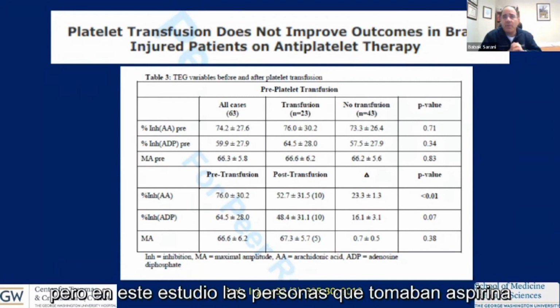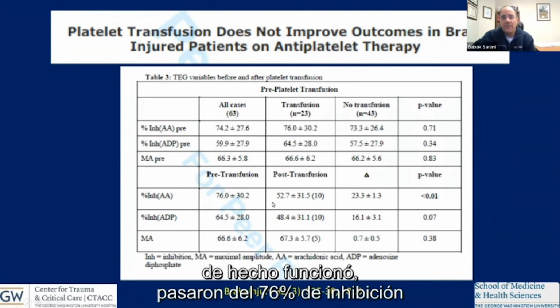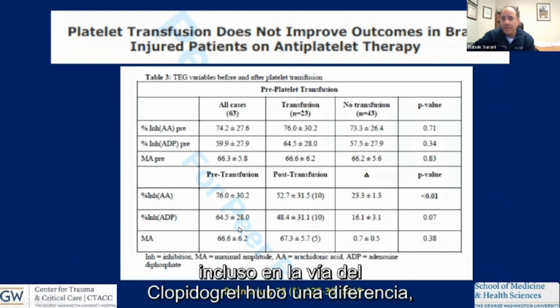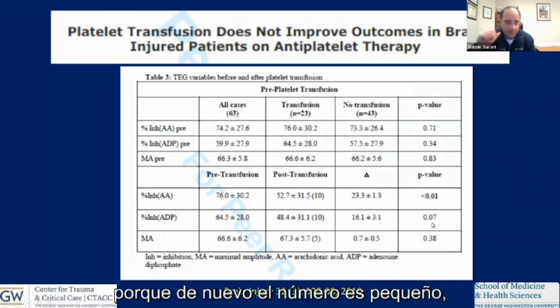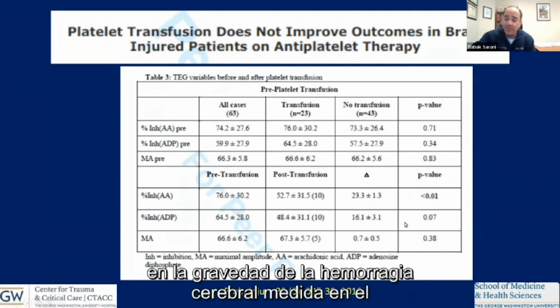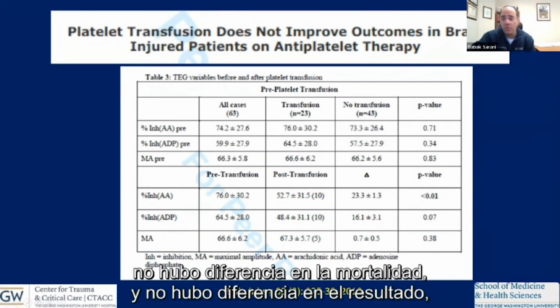But in this study, people were on aspirin. They did get platelet transfused. If you look here under pre-transfusion, post-transfusion, in fact, that did work. They went from 76% inhibited down to 50% inhibited. That was a significant difference. Even in the clopidogrel pathway, there was a difference, although that didn't hit significance because, again, the number is small. And yet there was no difference in outcome whatsoever. There was no difference in either the severity of the brain bleed as measured on the repeat head CT, no difference in Glasgow Coma score, no difference in mortality, no difference in outcome.